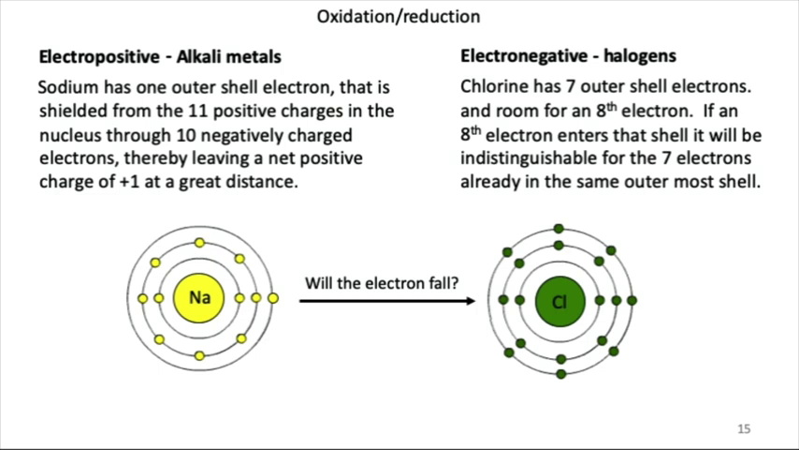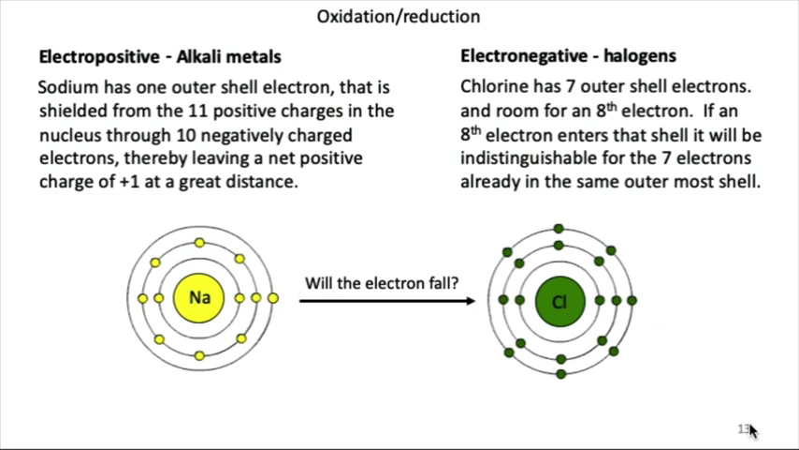This is going to be a little bit redundant, so don't get bogged down, relax, see if you get a little more insight from it, and then move on. The lonely outer shell electron in sodium is shielded from the 11 positively charged protons in the nucleus through 10 electrons in inner shell orbitals. Therefore, the lonely outer shell electron is held to this nucleus only by a net positive 1 charge, which is some distance from that lone electron.